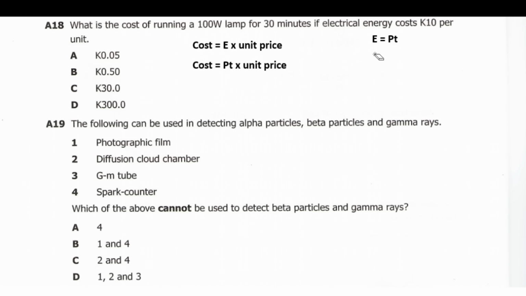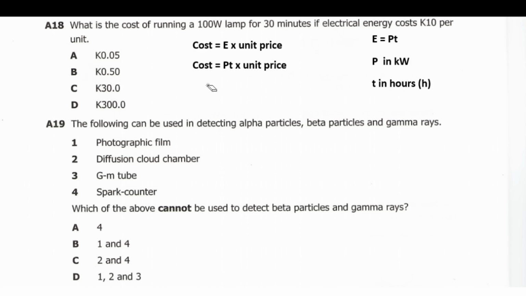But you know that power is always measured in kilowatts where usage of electrical energy is concerned, and time is measured in hours. So since we are given power as 100 watts, you must convert it into kilowatts by dividing by 1000, which will give you 0.1. And the time you are given is in minutes, so you must convert it into hours by dividing by 60, which will give you 0.5.